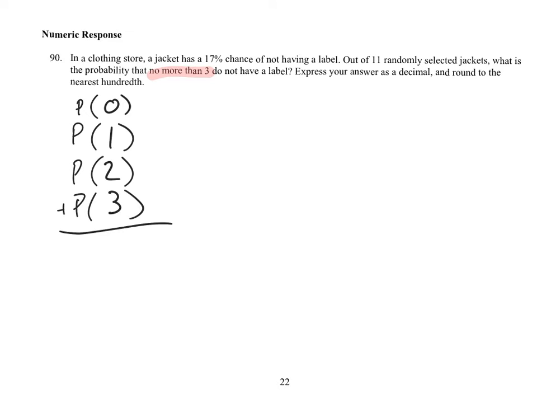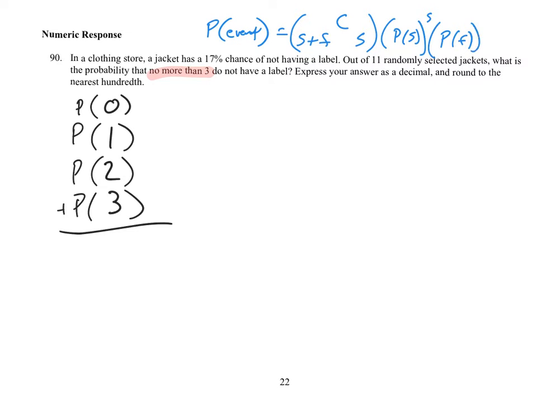It's this thing. The probability of an event is your successes plus failures, choose just your successes. That's kind of like your coefficient. And then you're going to do your probability of success to the number of successes that you want, times your probability of failures to the number of failures that you want. Okay, so there's our formula, and we're going to just do that each time here. So let's do the first one.